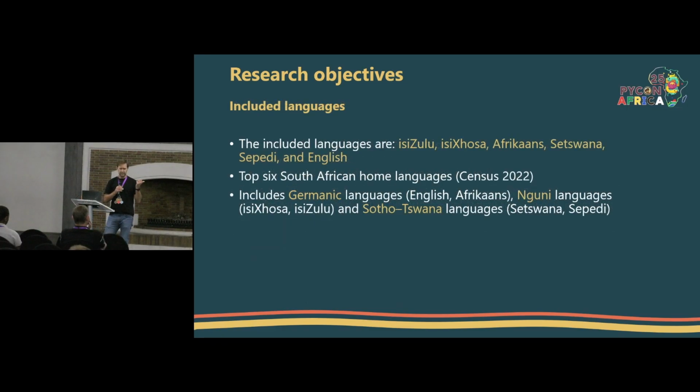So the included languages are picked from the census, the top 6 South African home languages, but also with a little bit of thinking: try to be careful to include the 3 major different language groups in South Africa, the 2 Germanic languages, Nguni languages, and then languages from the Sotho-Tswana family.